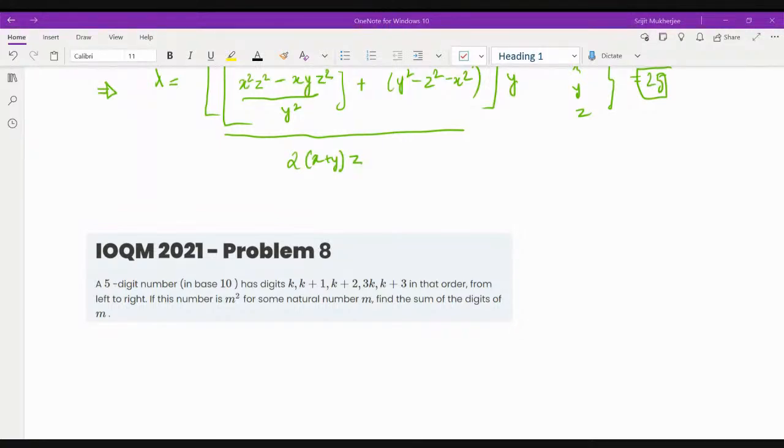Just give me a moment. We discussed last day till question number 7, geometry problem. So today we'll be taking this opportunity to discuss the rest of the problems. Let's wait for some students to join.